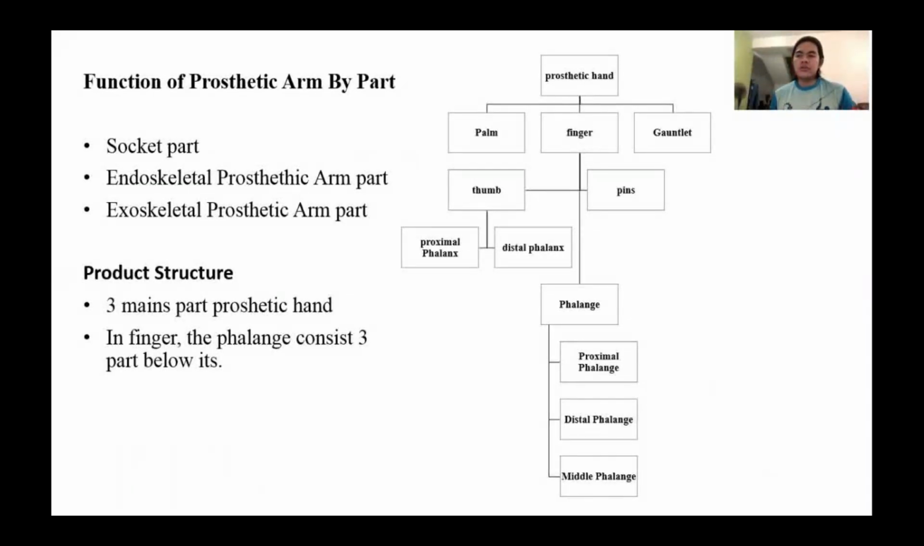This is the function of the prosthetic hand by part. In the prosthetic, we have the socket part, endoskeletal prosthetic arm part 1, and endoskeletal prosthetic arm part 2. This is the product structure, which means there are three main parts of the prosthetic hand. In the finger, there are three parts: the proximal phalanx, the distal phalanx, and the middle phalanx.